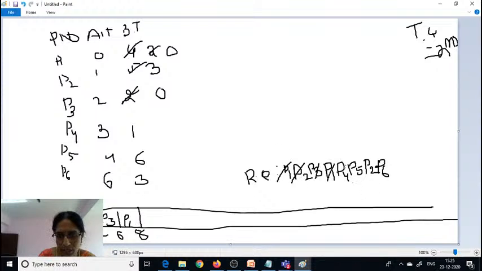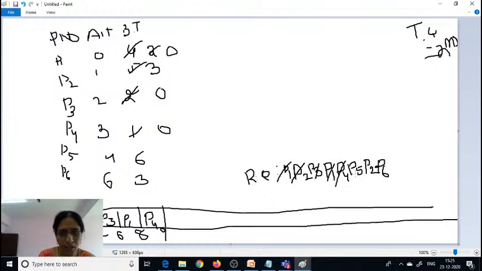Next which process is in the ready queue? P4 process. What is the burst time of the P4 process? 1. And what is the time quantum here? 2 milliseconds. That means the burst time is less than the time quantum, so it is executed and I never append this process to the end of the queue. That means now the time is 8 plus 1, 9. Now P4 process is completed.